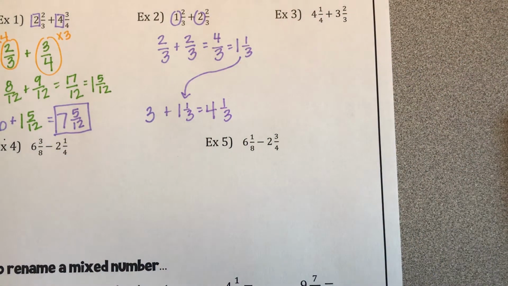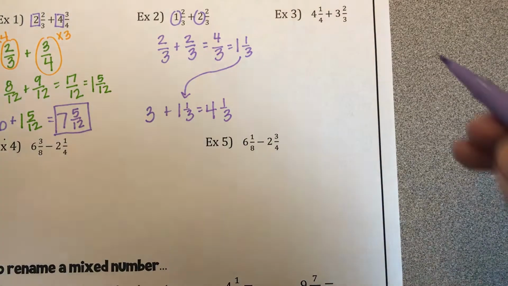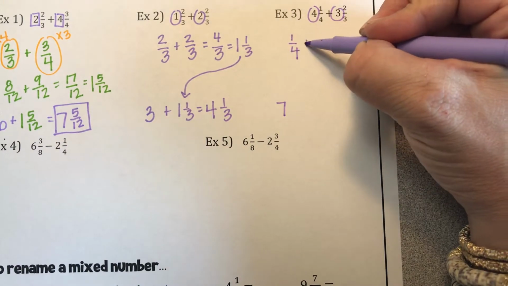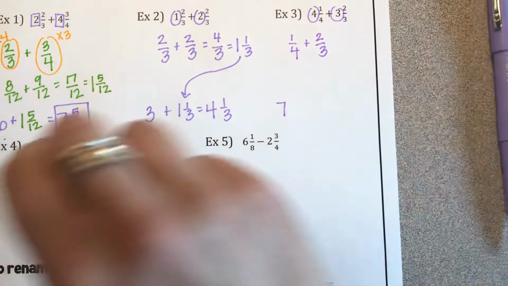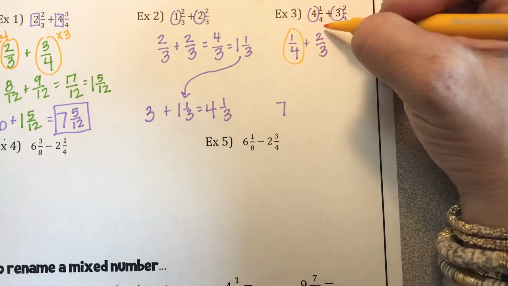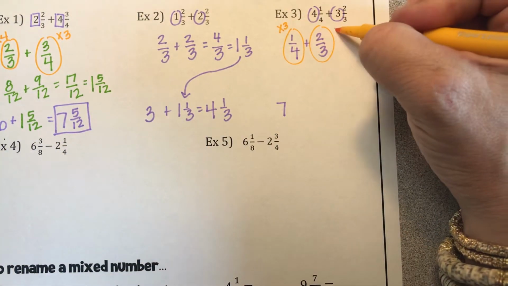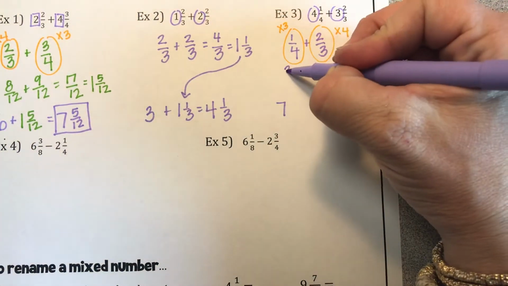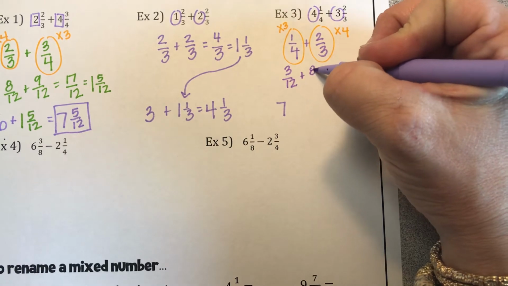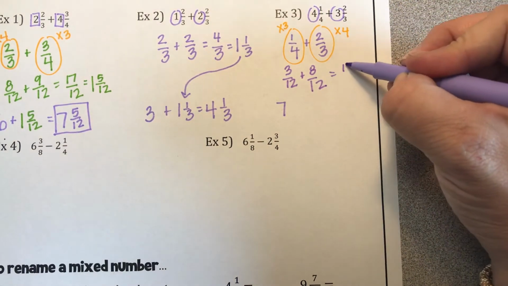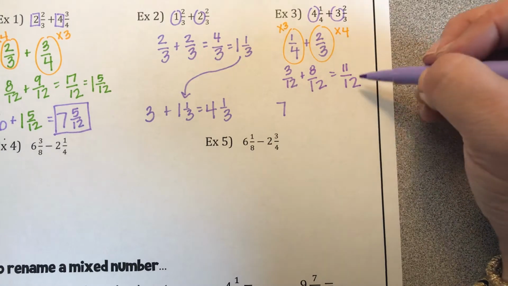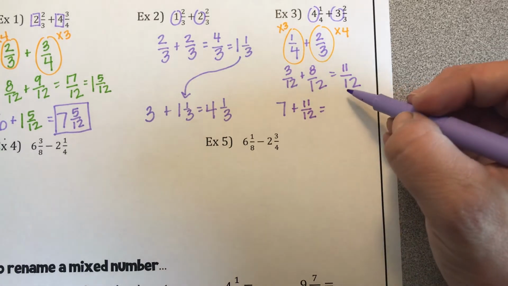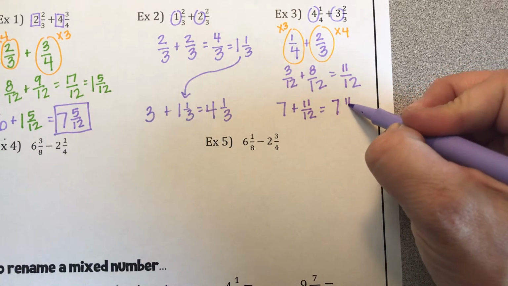Okay, number 3. Same kind of process. We're going to add together the whole numbers first. 4 and 3 is 7. And then I'm going to add 1/4 and 2/3. Common denominator between these would be 12. So this one is times 3. This one's times 4. And when I do that, I get 3/12 plus 8/12, which is 11/12. Okay, I can't simplify this at all, so I'm just going to add it to the whole number part. 7 plus 11/12 is 7 and 11/12.